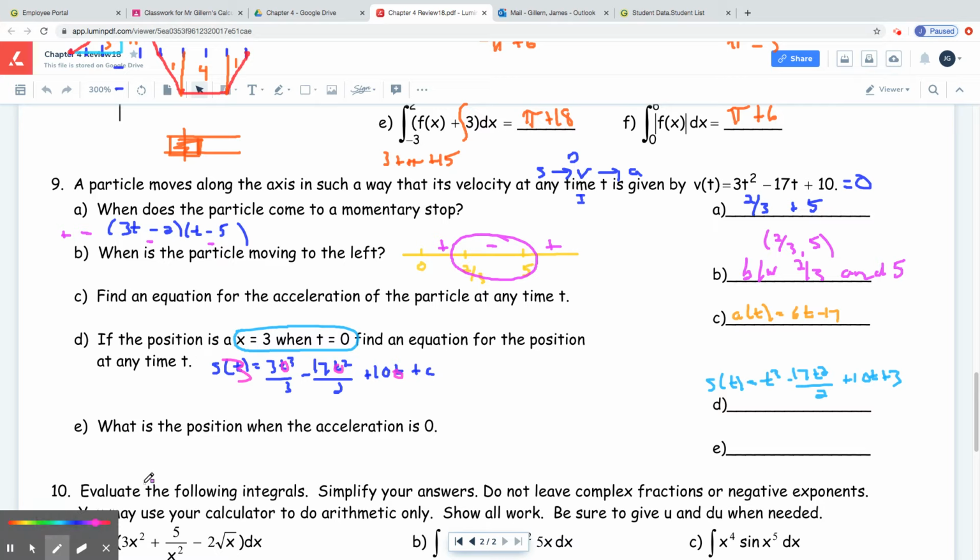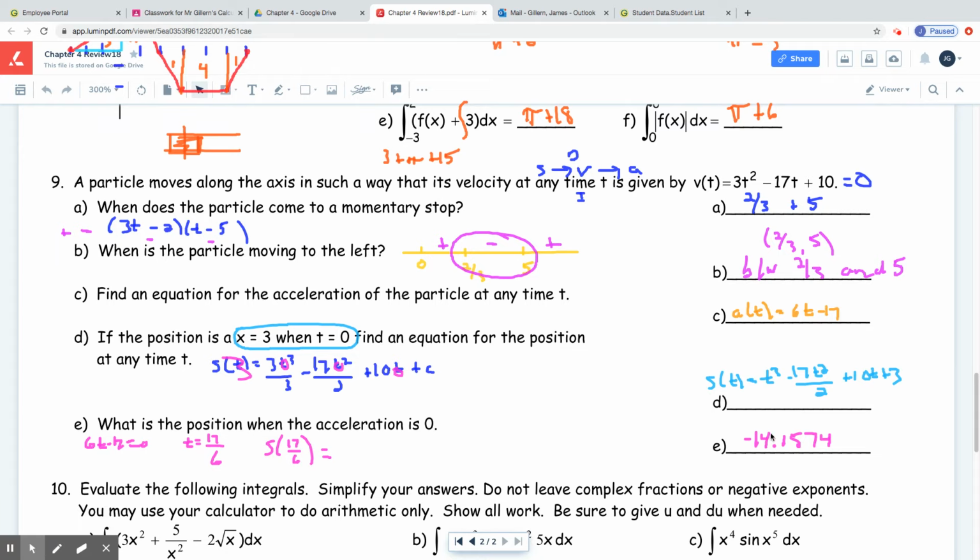What is the position when the acceleration is 0? If I set the acceleration equal to 0, 6t minus 17 equals 0, I get t is equal to 17 over 6. Then what I would need to do is plug 17 over 6 into the position equation and then plug that into your calculator, and you would get roughly negative 14.1574.